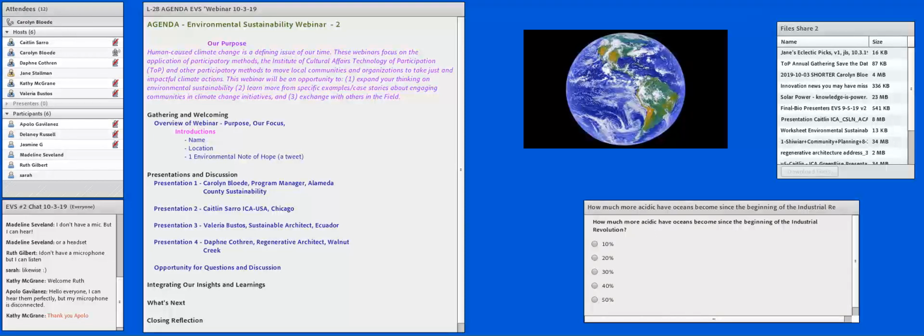Our purpose, human-caused climate change, is a defining issue of our time. These webinars focus on the application of participatory methods, the Institute of Cultural Affairs Technology and Participation TOP, and other participatory methods to move local communities and organizations to take just and impactful climate actions. This webinar will be an opportunity to first expand your thinking on environmental sustainability, second, to learn more from specific examples and case stories about engaging communities in climate change initiatives, and lastly, to exchange with others in the field. I'm complete. Thank you.